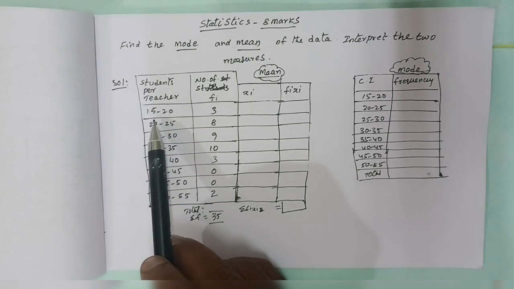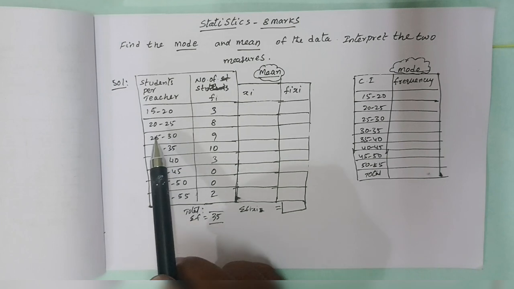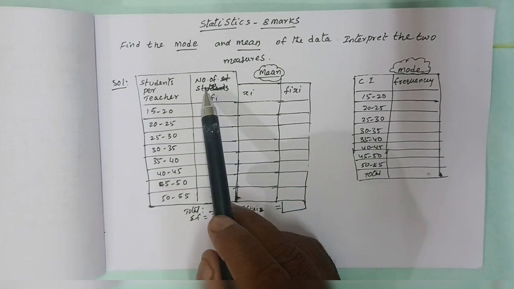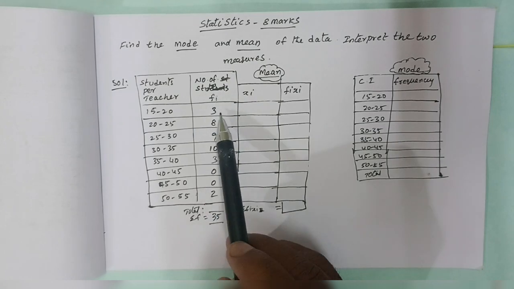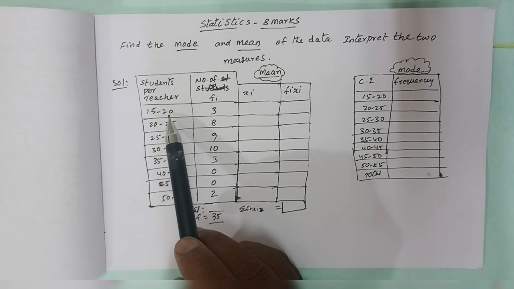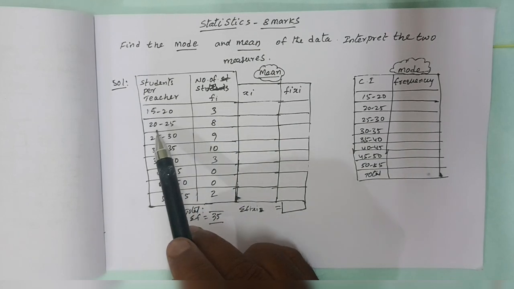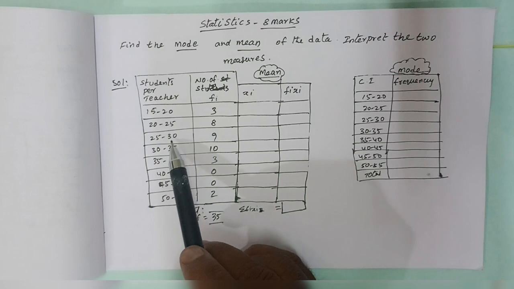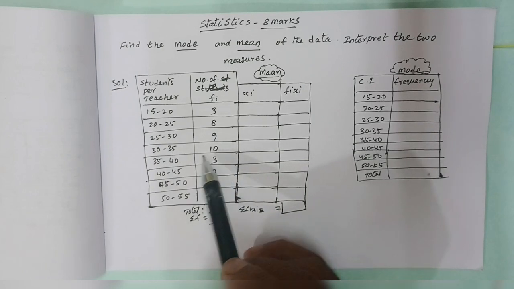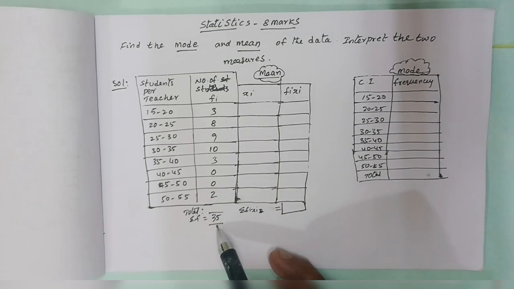Students per teacher: 15 to 20, 20 to 25. Here the number of states is given. 3 states for 15 to 20, people teacher ratio. 8 states for 20 to 25, 9 states for 25 to 30, 10 states for 30 to 35, like this. The number of states given is 35.